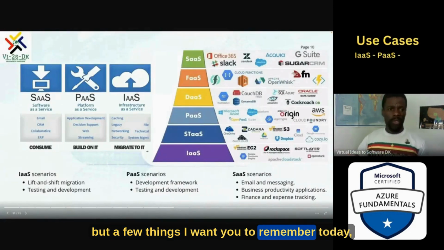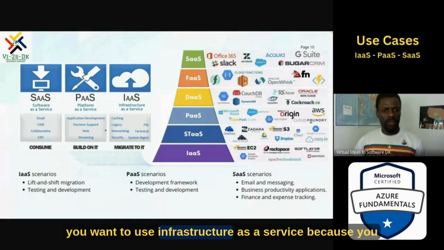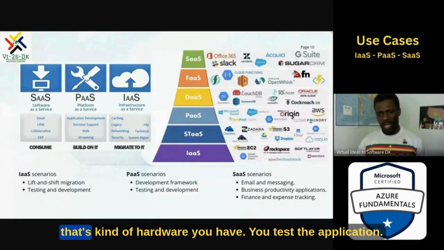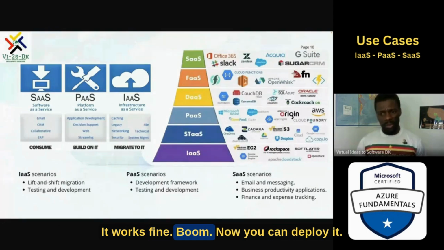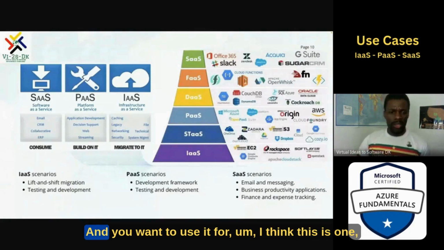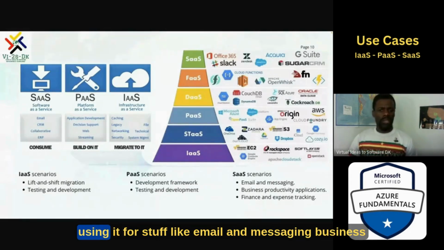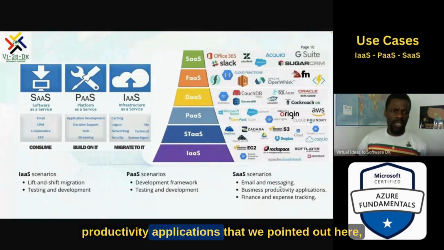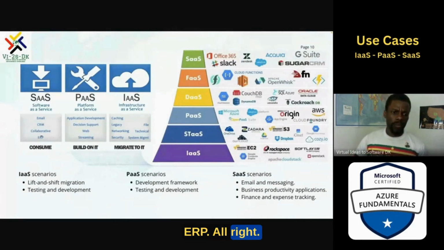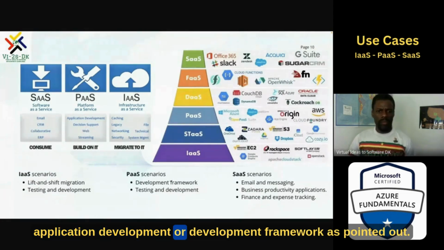But a few things I want you to remember today: lift and shift migration, testing and development. In that case, you want to use infrastructure as a service, because you can just request them to give you hardware. You go ahead and test your application, it works fine. Boom, now you can deploy it. With platform as a service, maybe you want to create a whole development framework. But software as a service, again, you use for email and messaging, business productivity applications, CRM, finance and expense tracking, ERP, right? And platform as a service, you want to use for streaming, as a web server, decision support, application development, or development framework.